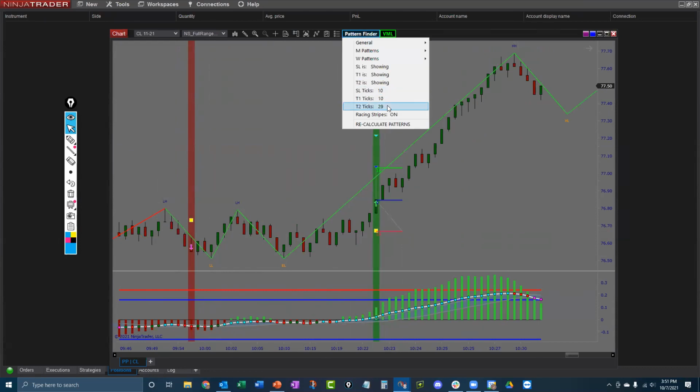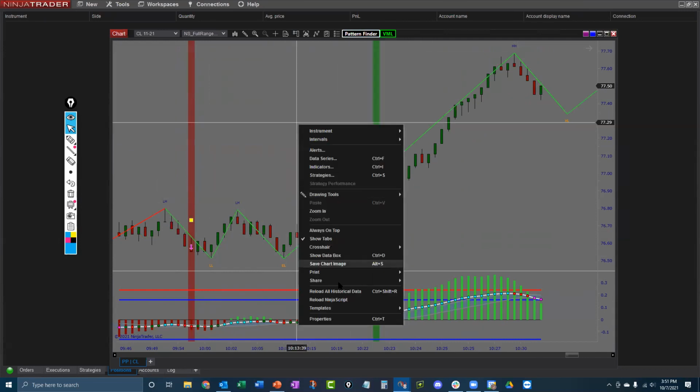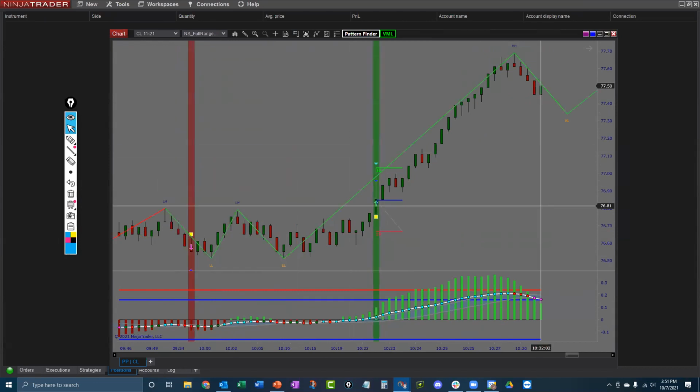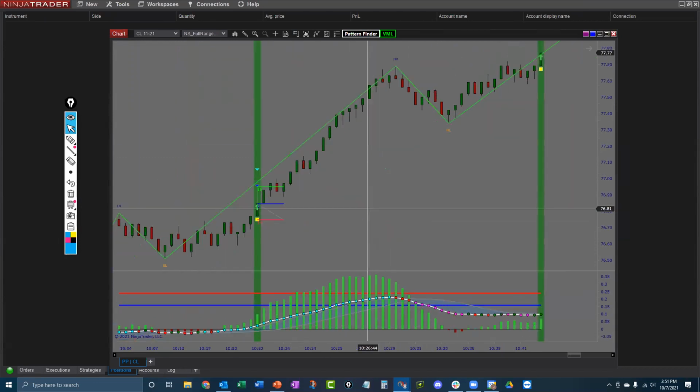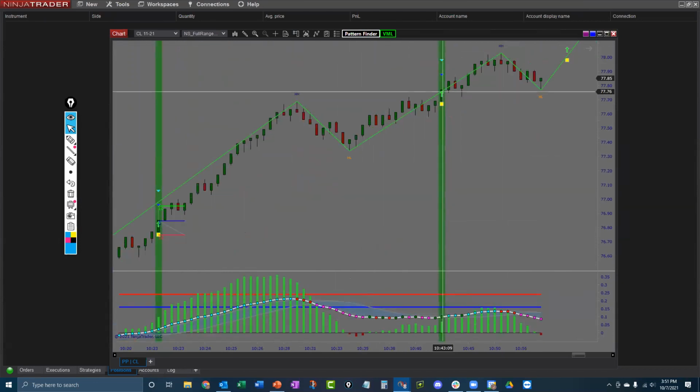Let's pull these back a little bit. Let's go to 10 and let's go to 20. There we go. And let's load it up. Okay. Quick trade, money. What about this one? Quick trade. It's at the highs, but it's money.